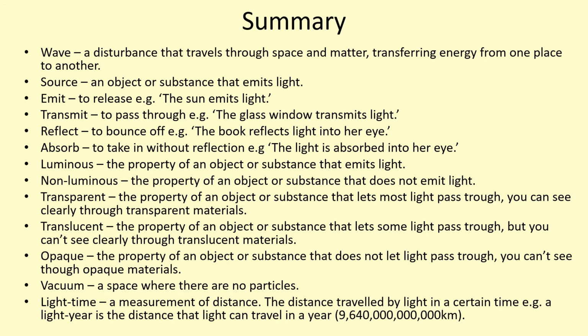Vacuum is a space or volume where there are no particles, and light time is a measurement of distance. The distance travelled by light in a certain time. For example, a light year is the distance that light can travel in a year, which is 9,640,000,000,000 kilometres.